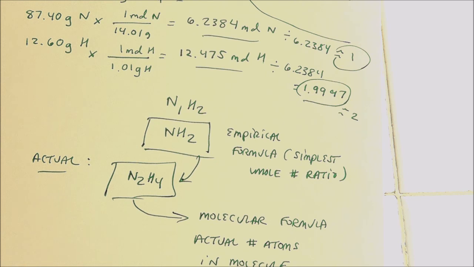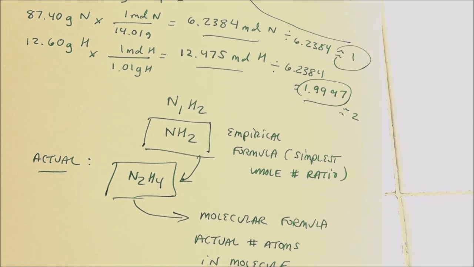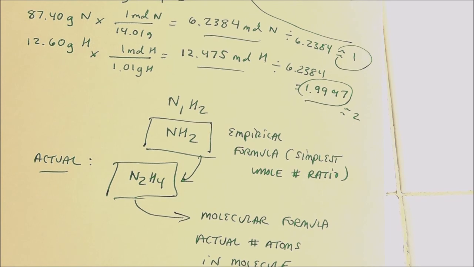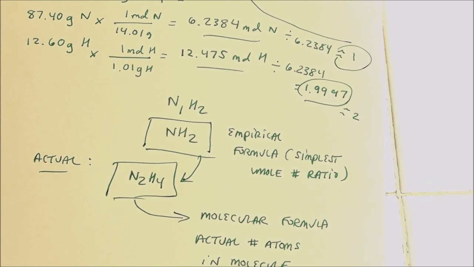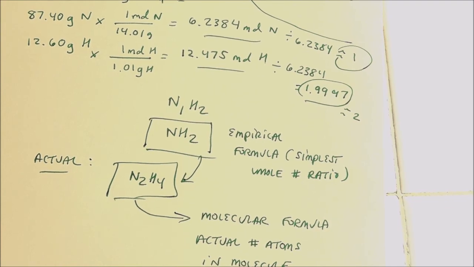But still, folks, you'd need to be given more information. If they just give you the percent of each element and say, what's the formula? The only thing you could do is find the empirical, unless you're told more. Let's try another one in just a smidge.